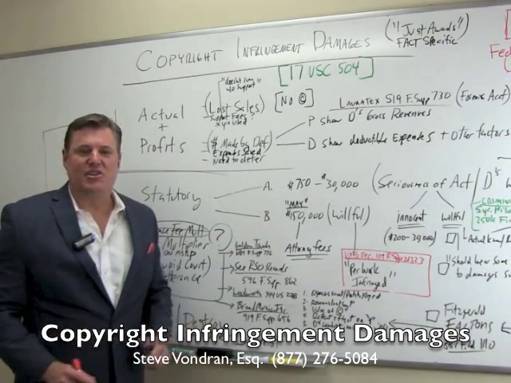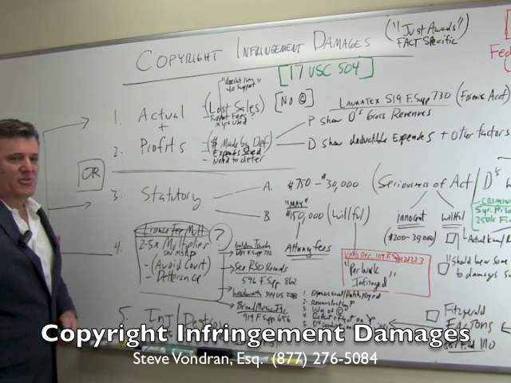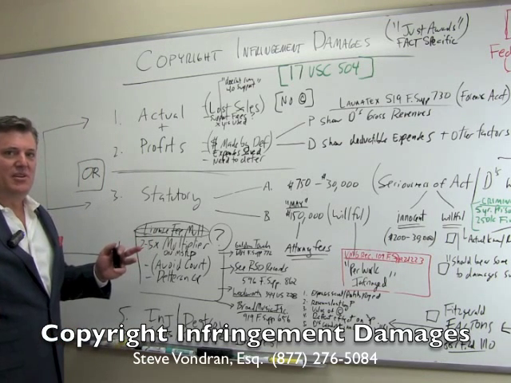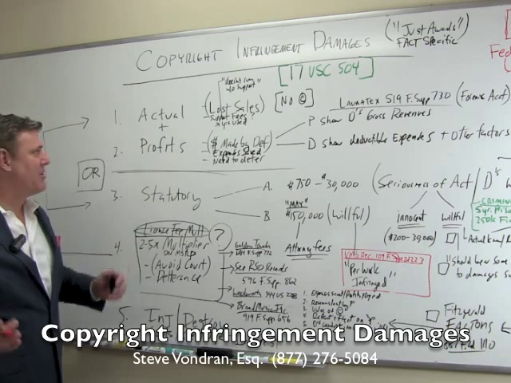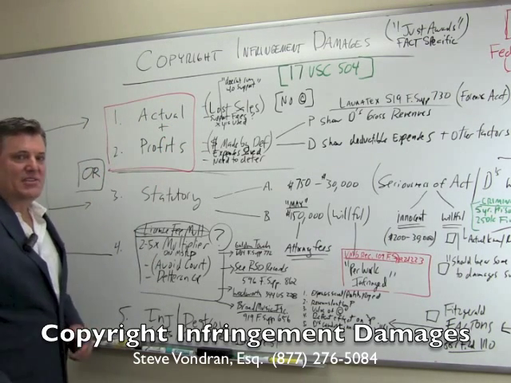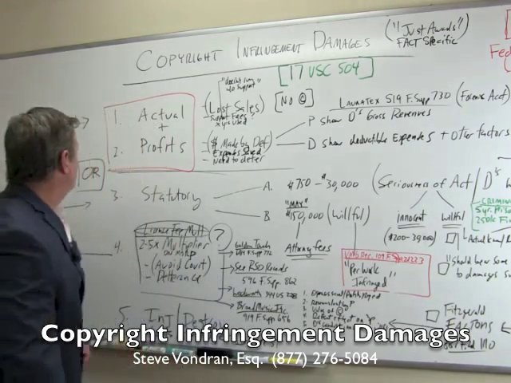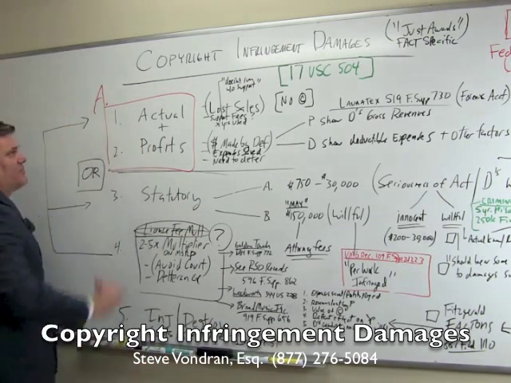I know there's a lot of information on the board. We're just going to go through and check it as we go, okay? There are two types of damages that you can claim basically in a federal copyright case. One is your actual damages plus the profits of the defendant. So let's call this A, okay?